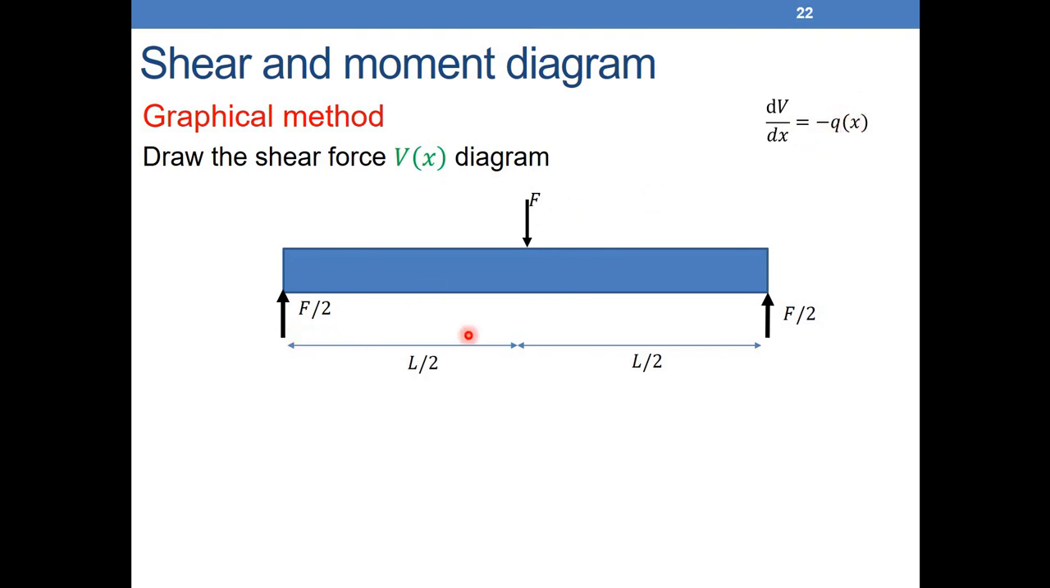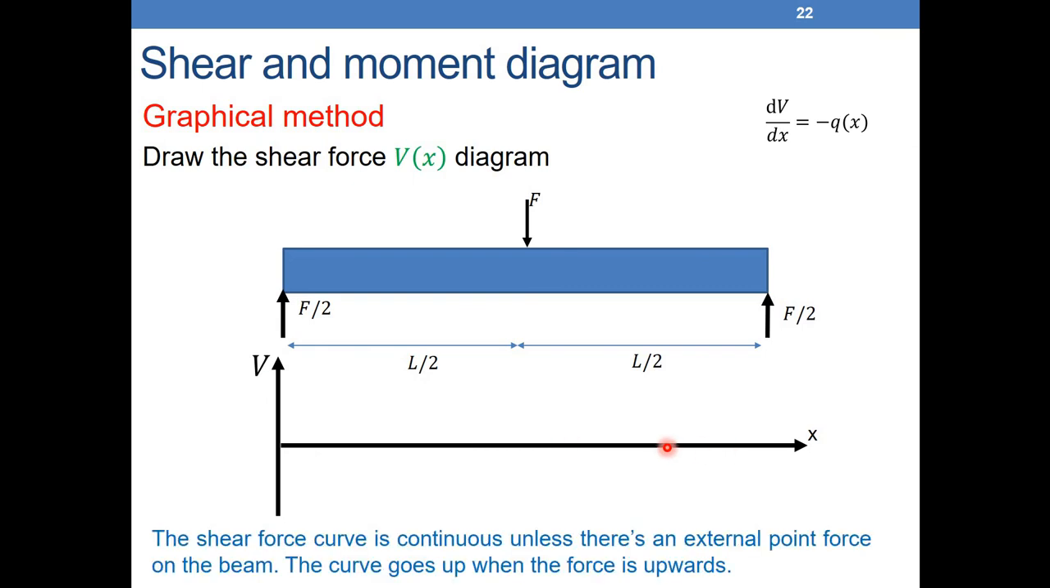Between 0 and L over 2, what's the external load here? 0. I don't have any external load. Between L over 2 and L, the external load is also 0. So this is a very simple problem. Now let's see how we draw the shear. The first step, let's directly start with the diagram and see how we can draw the shear force diagram.